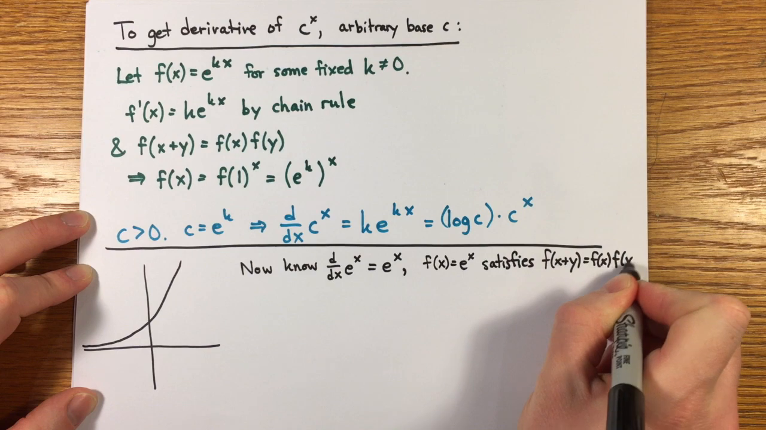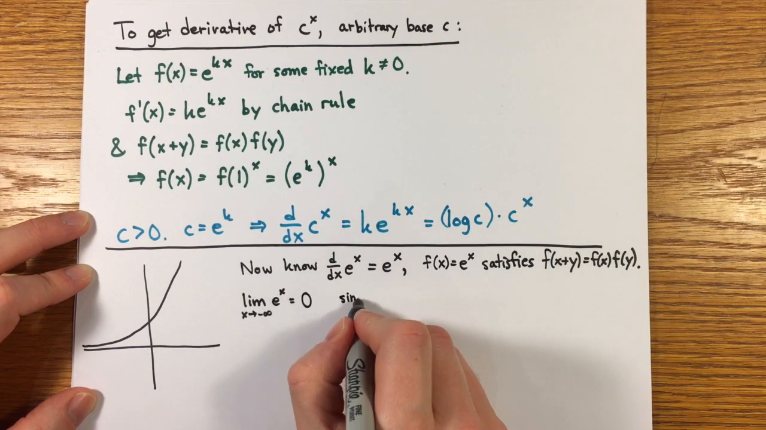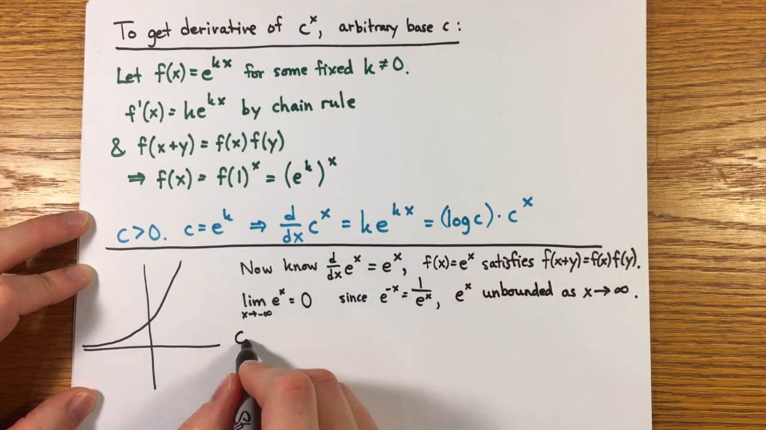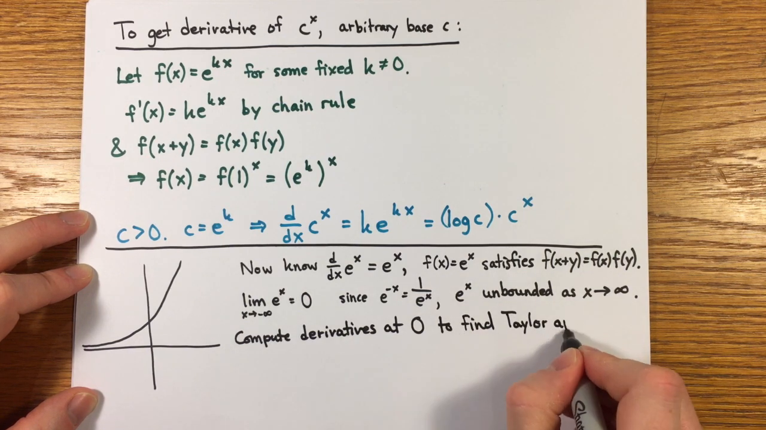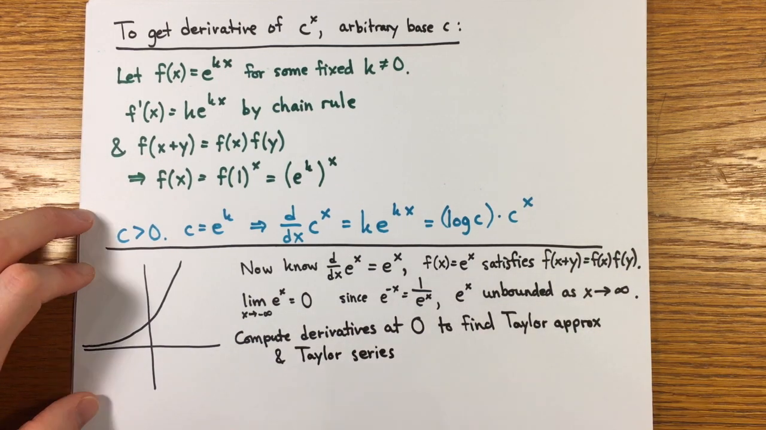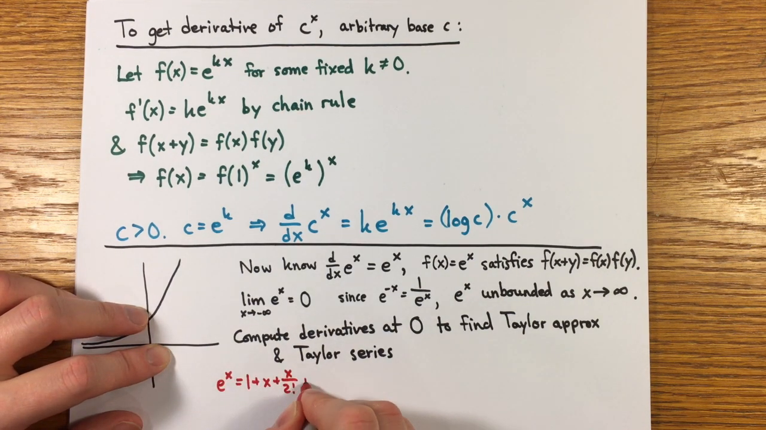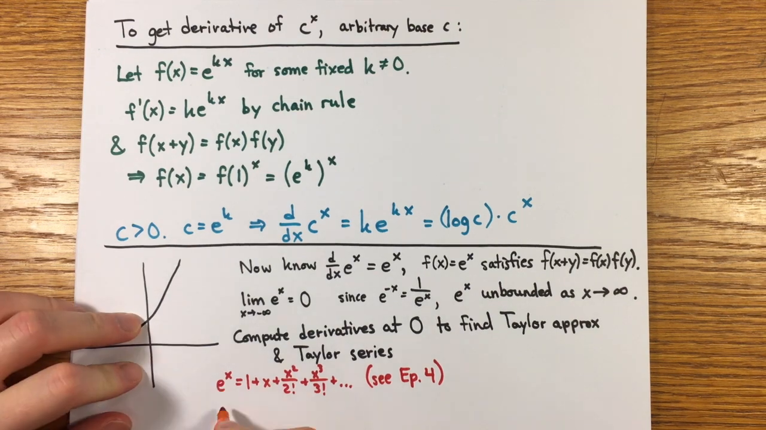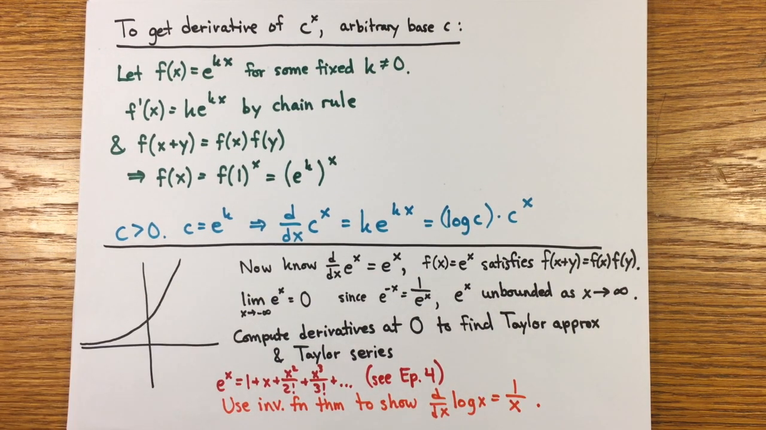Once you have the derivative of the exponential function, you can get everything else. You can use L'Hopital's rule to show that e^x grows faster than any polynomial. You can compute all the higher derivatives of e^x, and they're all the same, at 0 to find its Taylor series centered at 0. And you can argue, as we did in episode 4, to show that e^x is actually equal to its Taylor series on the whole real numbers. The inverse function theorem will say that the derivative of its inverse, the logarithm, is 1 over x.